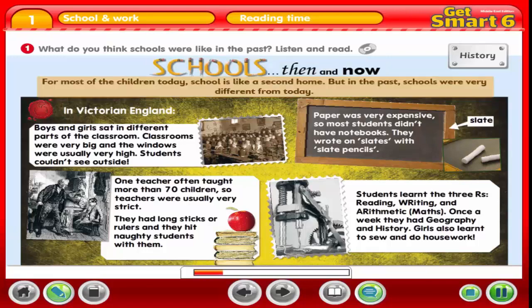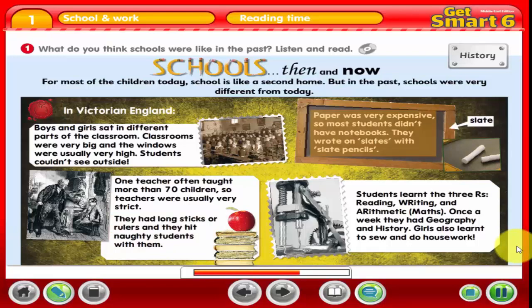For most of the children today, school is like a second home. But in the past, schools were very different from today. In Victorian England, boys and girls sat in different parts of the classroom. Classrooms were very big and the windows were usually very high. Students couldn't see outside. One teacher often taught more than 70 children, so teachers were usually very strict. They had long sticks or rulers and they hit naughty students with them.